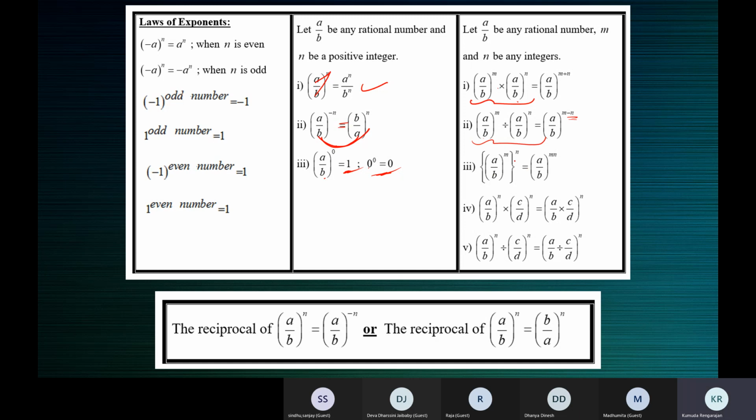a by b to the power m, the whole power n. So when the base is raised to multiple powers, it's like 2 to the power 3, the whole square. The base is 2. It's raised to the power 3, again raised to the power 2. So there are two powers, 3 and 2. Multiply the powers: 2 3s are 6.